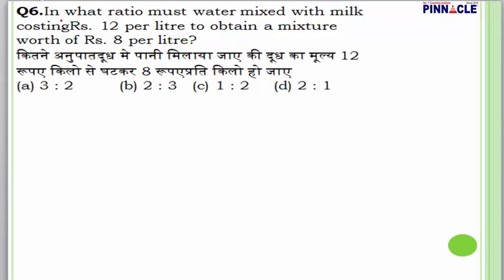Question number 6. In what ratio must water be mixed with milk costing rupees 12 per liter to obtain a mixture worth rupees 8 per liter? Milk costs 12 rupees per liter, and the mixture cost is 8 rupees.